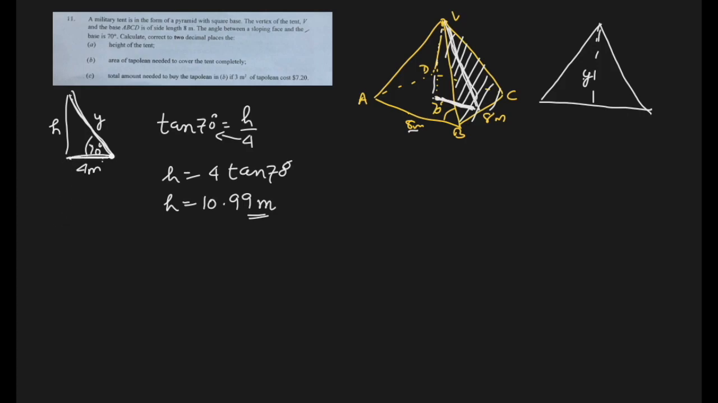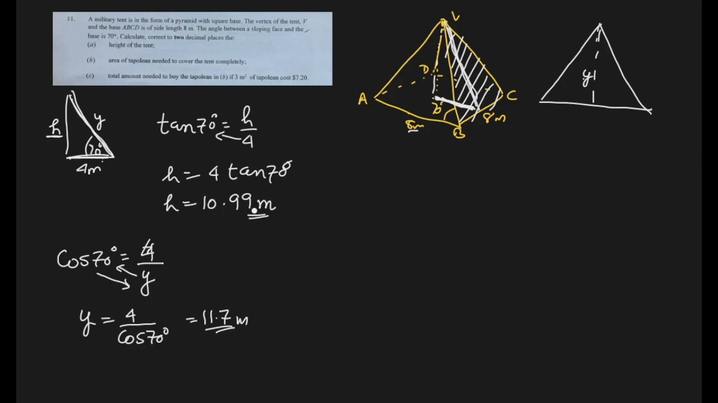So this is adjacent, 4 meters. I want to find y. I will use cos. Cos 70 degrees equal to adjacent, which is 4, divided by hypotenuse. Now y will go here and cos 70 will come here. That's called cross multiplication again. So y equal to 4 divided by cos 70 degrees. We can write 11.7 meters, which makes perfect sense. It is longer than this, which was the height, 10.99. So 11.7 is the height, and we know the base here is 8.